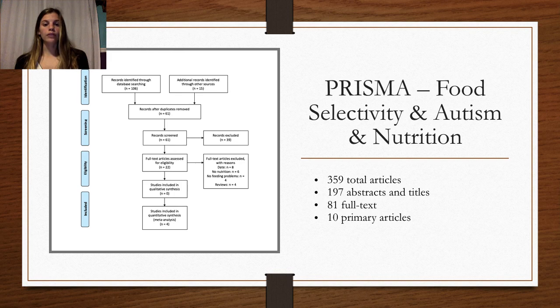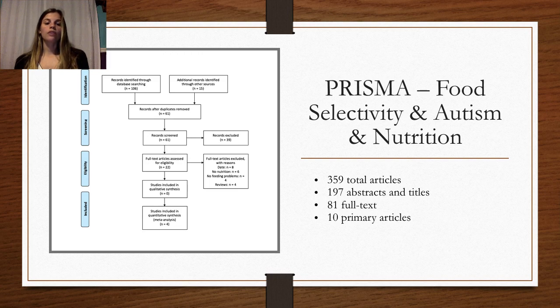Then after reviewing these, I excluded more articles to reach my 10 primary articles. 8 articles were excluded for the date, 6 articles were excluded because they did not mention nutrition, 4 articles were excluded because they did not discuss feeding problems or food selectivity, and 4 articles were excluded because they were reviews. This left me with 0 qualitative articles and 4 quantitative articles.